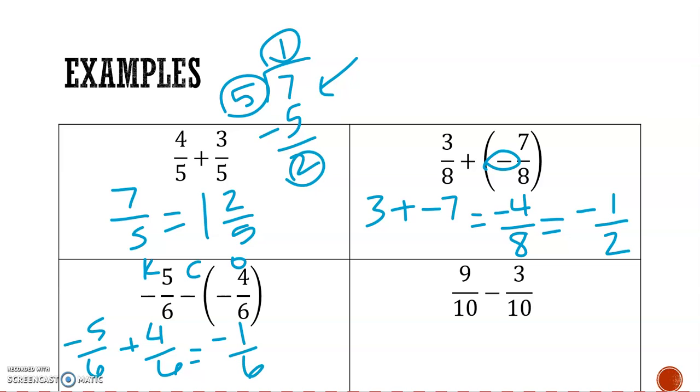we have negative 1/6. This next one, I could do keep, change, opposite because there's subtraction, but really I'm just doing the problem 9 minus 3. So 9 minus 3 is 6. Bring over that 10. And take half of each of these. That will give me down to 3/5.